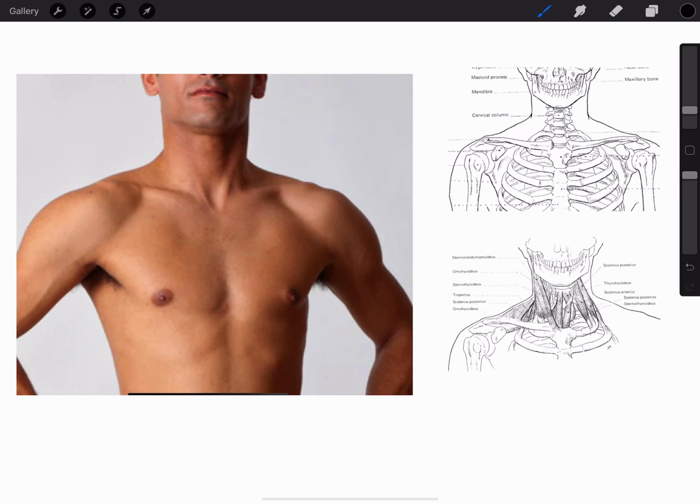Hi guys, I'm going to talk about the neck and shoulder girdle a little bit with you here, and I'm going to try to diagram out some of the anatomy for you and some strategies for drawing this area.